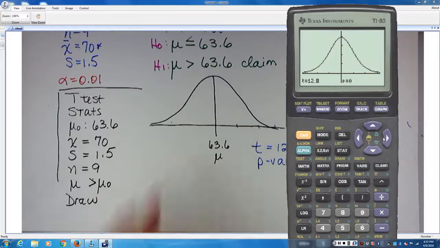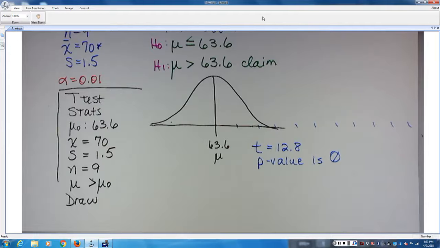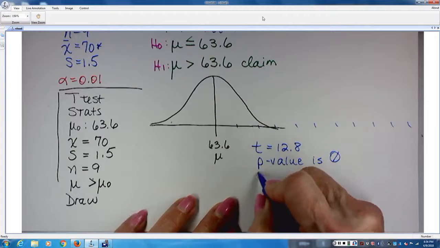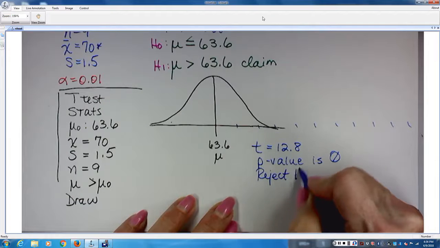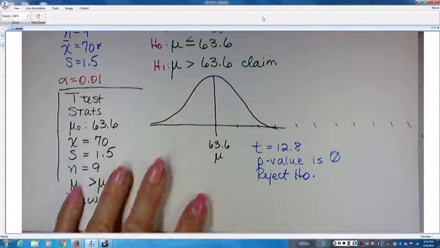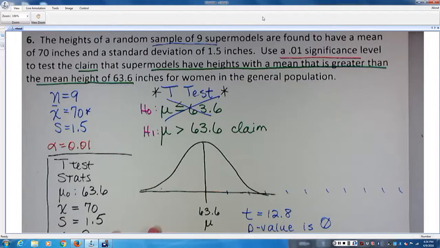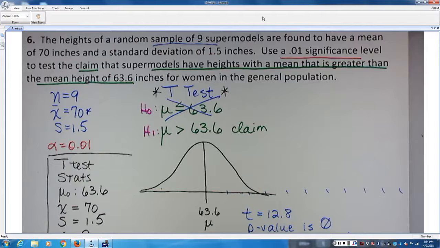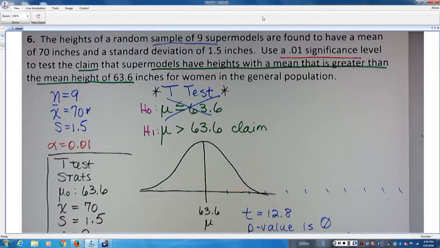is 0. And as soon as you know the p-value is 0, you don't have to compare it to alpha, because alpha is never going to be 0. 0 is always going to be less than alpha. You're going to reject H0. And since H0 is not the claim, we have supported the claim. And what that means is that supermodels are taller than the normal average woman.